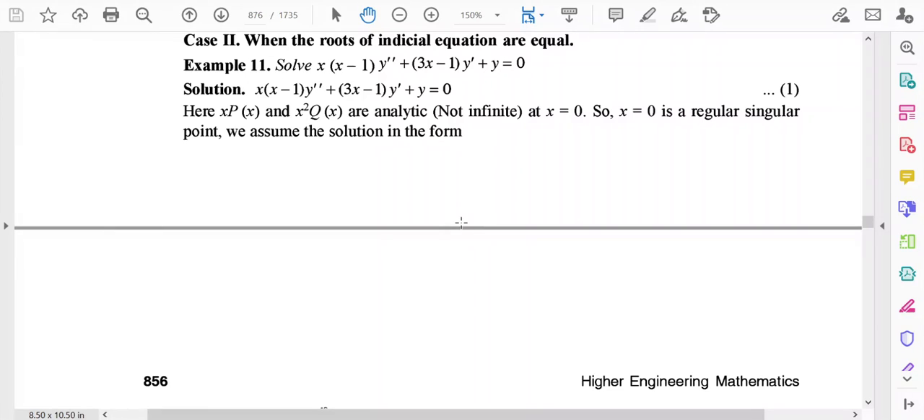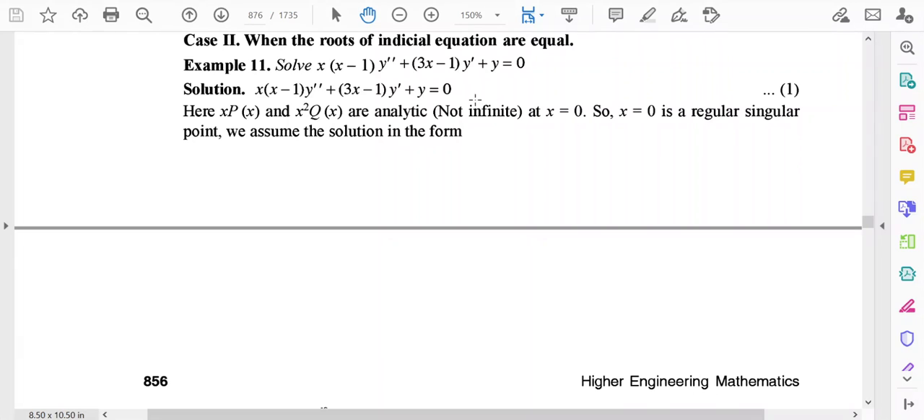In this lecture, we will discuss the Frobenius method of series solution, and we will discuss two particular cases. The first case is when the roots of the indicial equation are equal, and the content of the lecture is from the textbook of H.K. Das and Verma. The book is Higher Engineering Mathematics.